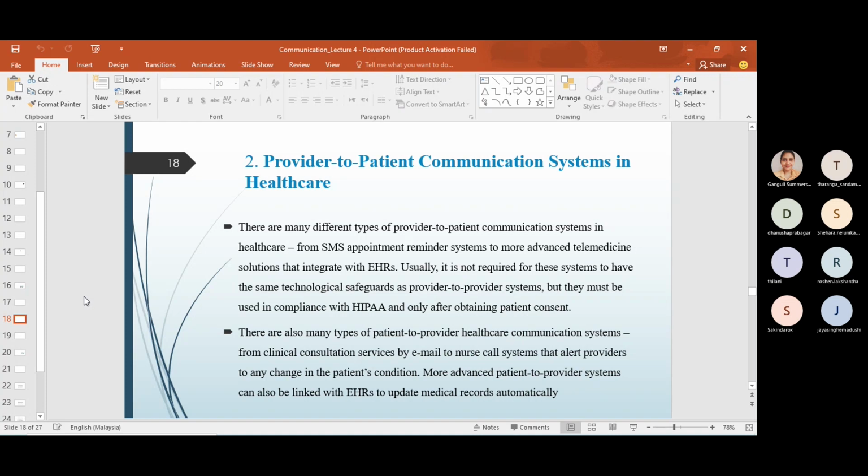Okay, and these provider to patient communication systems should also comply with HIPAA, the act that we mentioned in the previous slide. So this communication system should also comply with the HIPAA Act.